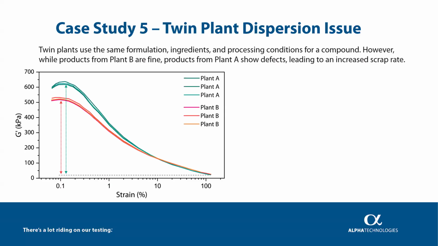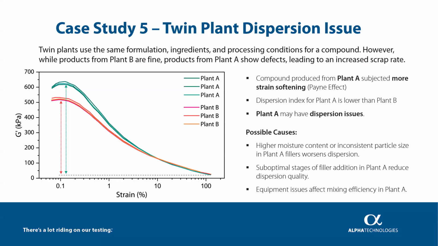Samples from Plant A showed more pronounced strain softening behavior, also known as the Payne effect, beyond the linear viscoelastic region. In contrast, Plant B's data remained more stable. This indicated dispersion issues in Plant A's compound. While we could calculate delta G prime, even a visual comparison of the strain sweep plots made the issue much more clear. The difference in G prime between low and high strain was significantly larger in samples from Plant A, confirming poor filler dispersion.